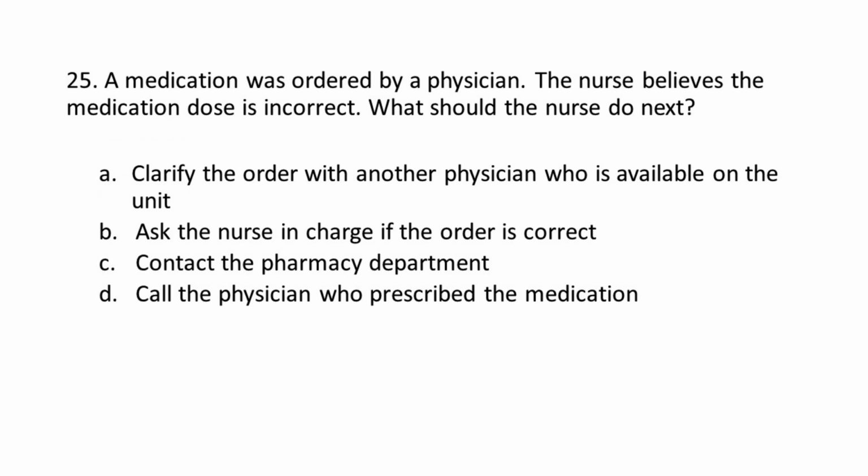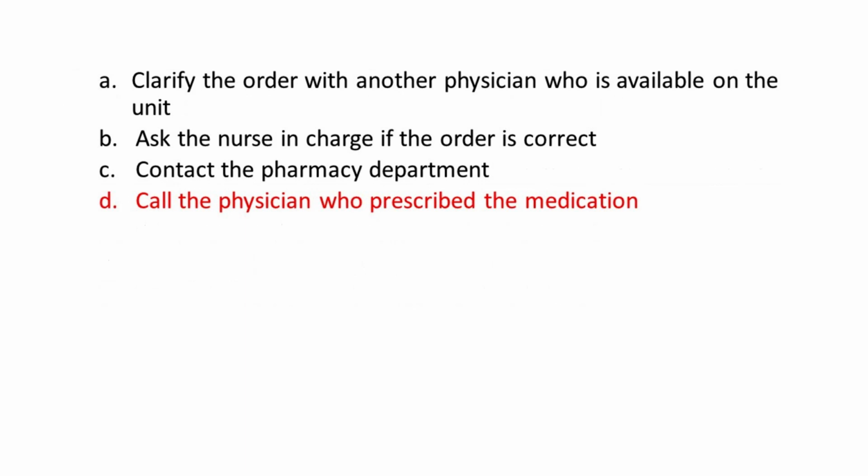25. A medication was ordered by a physician. The nurse believes the medication dose is incorrect. What should the nurse do next? A. Clarify the order with another physician who is available on the unit. B. Ask the nurse in charge if the order is correct. C. Contact the pharmacy department. D. Call the physician who prescribed the medication. The answer is C. Call the physician who prescribed the medication.